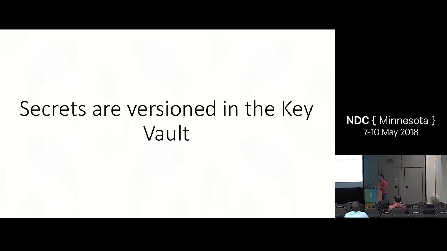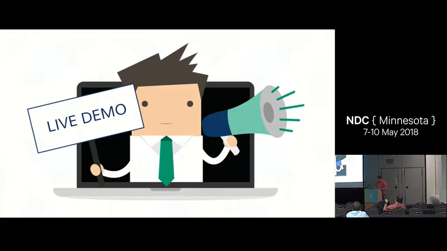Secrets are versioned as well, so if you have a connection string and you call that secret my connection string, if you write it twice, it will create a second version of it in the Key Vault, so you can actually do version control across settings if you want to. So let's have a little look at that.